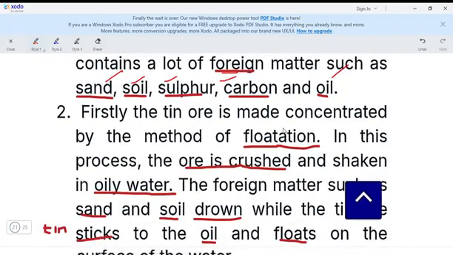Now, how do we now extract this tin? There's something we call flotation. What will float? What is the thing that will be floating? Take the ore of tin, that's cassiterite, you crush it, that's break it. Let it be shaken in oily water. That means water that has oil. Let it be poured there.